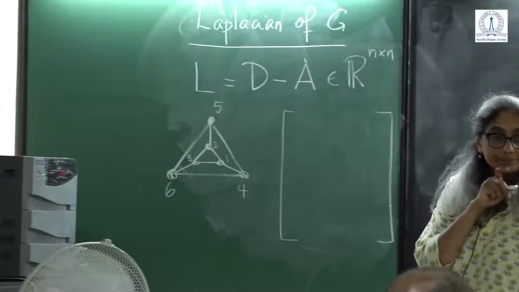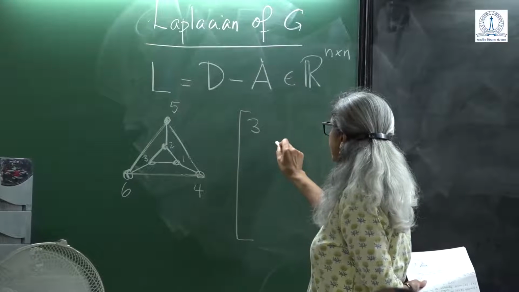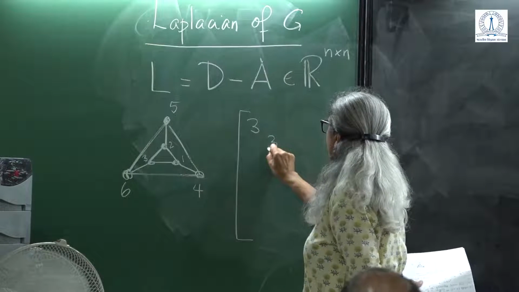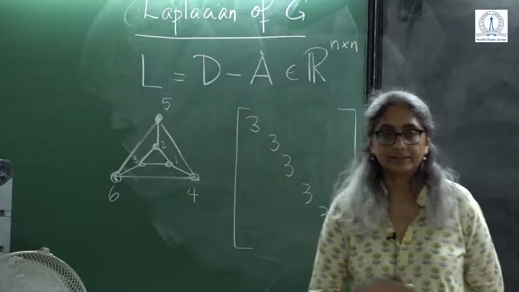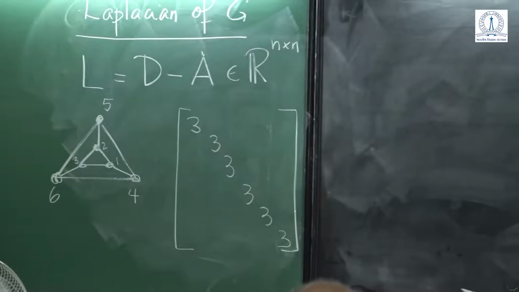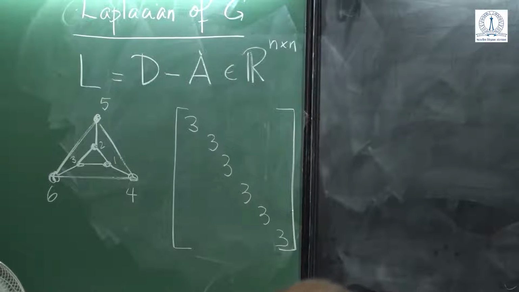So this graph is also regular. It's 3-regular. So in the diagonal, you will see 3, 3, 3, 3, 3, 3. There are 6 vertices. That's the D part. And now we have to put minus A into it. Everybody see that there's no messing with the diagonals? The diagonals don't mess up each other.